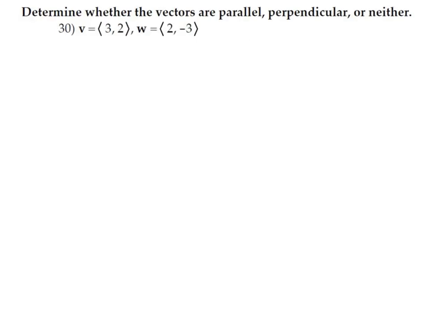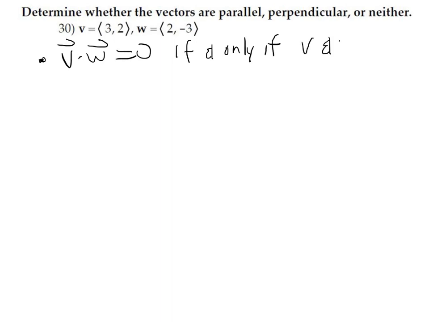Determine whether the vectors are parallel, perpendicular, or neither. We have the vector v in component form as 3, 2, and the vector w is 2, -3. Now there are two basic tools. We can use the dot product. The fact: v dot w equals 0 if and only if v and w are perpendicular.